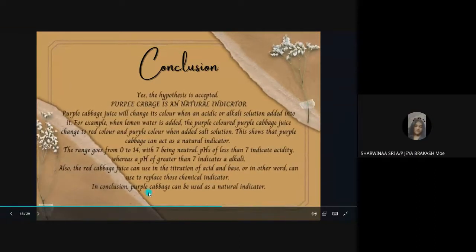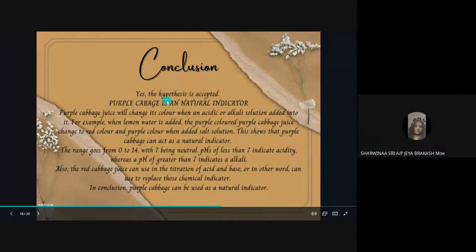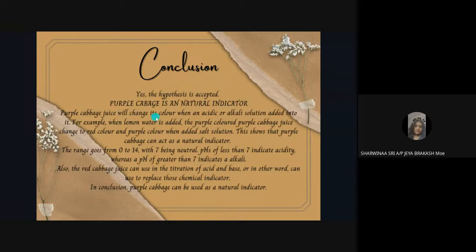In the end, after all the process, I made a conclusion based on the result. Yes, the hypothesis is accepted. Purple cabbage is a natural indicator. Purple cabbage juice will change its color when an acidic or alkali solution is added into it.